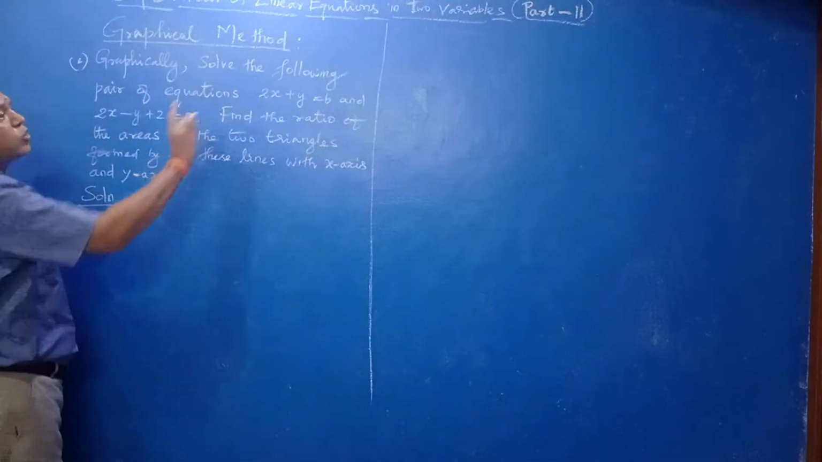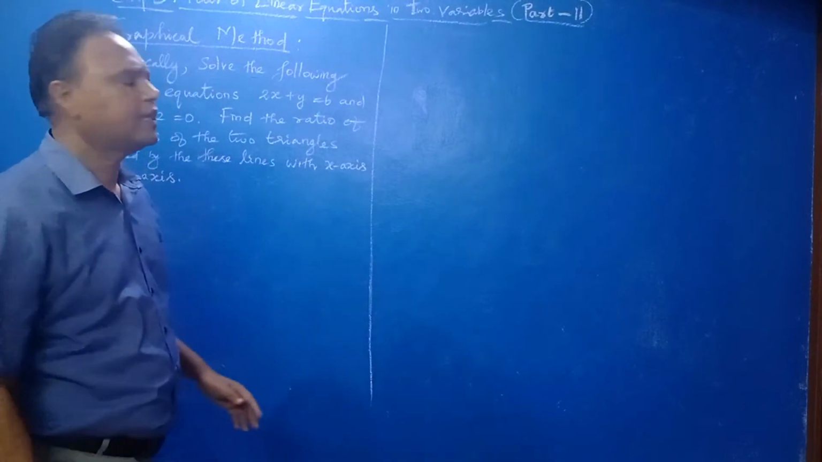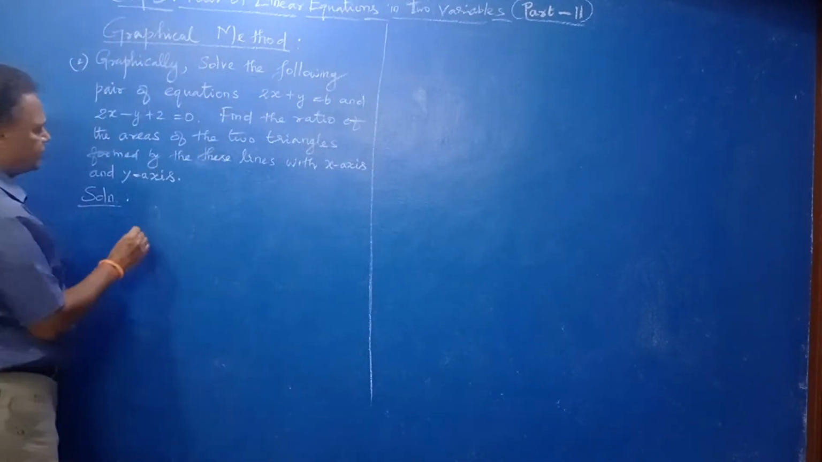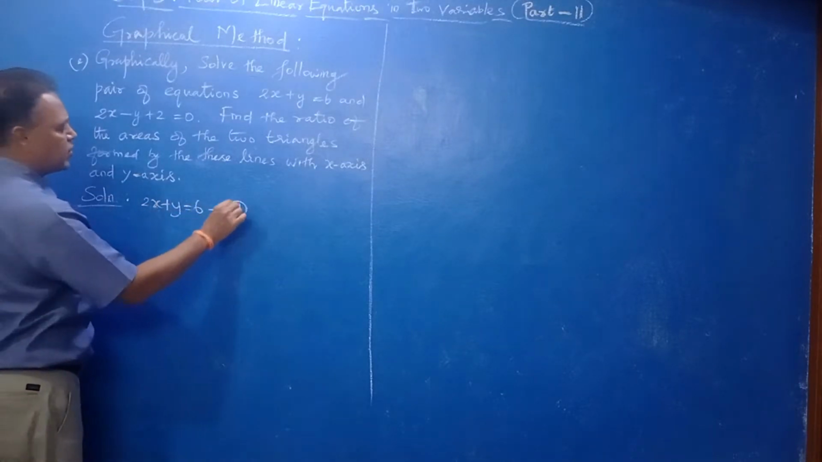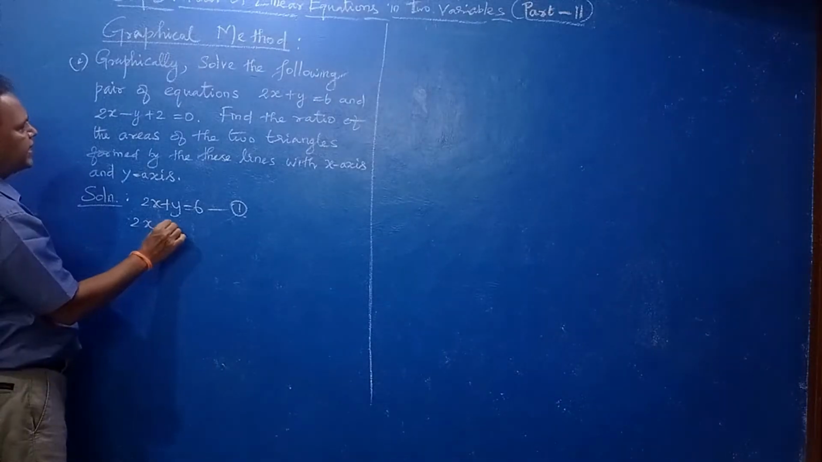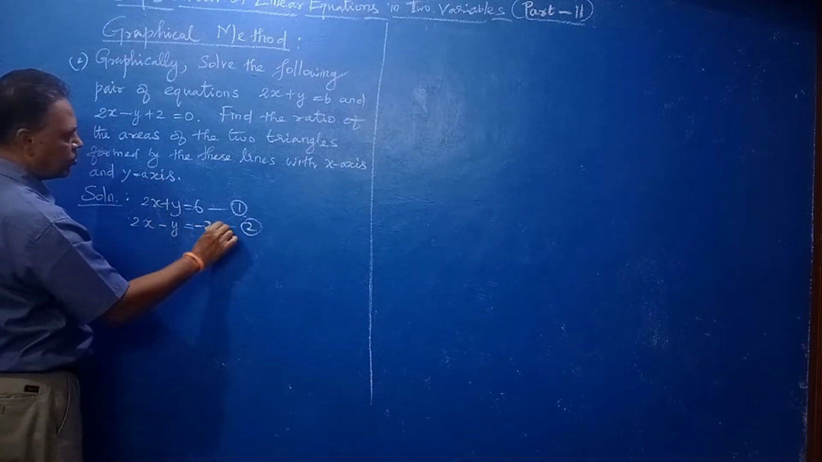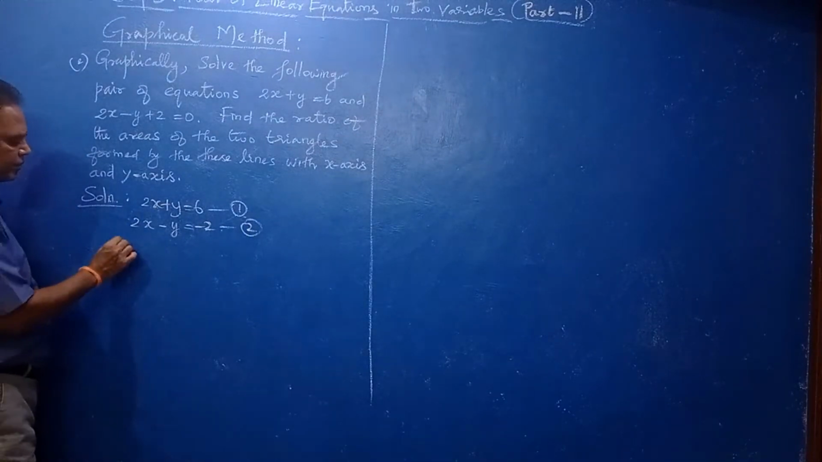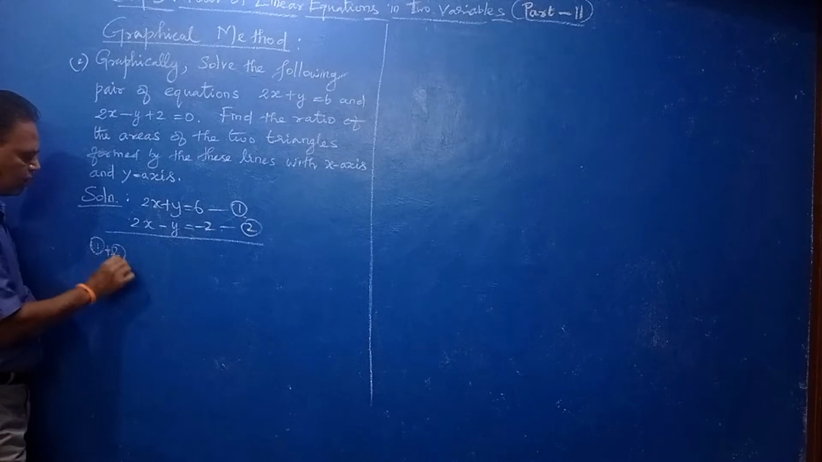So first you solve the equations by the elimination method. You will get one sure solution. 2x + y = 6, that is equation number 1. Equation number 2 also write: 2x - y = -2, that is equation number 2. By adding them, you add 1 plus 2 here.